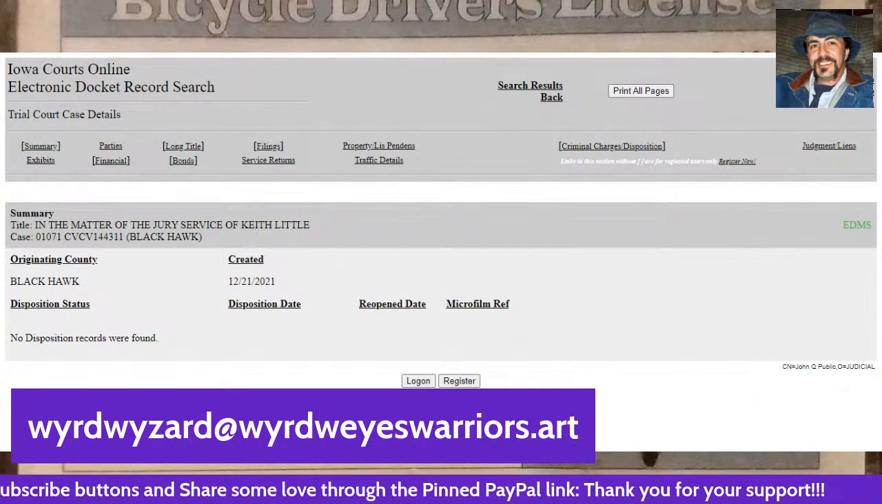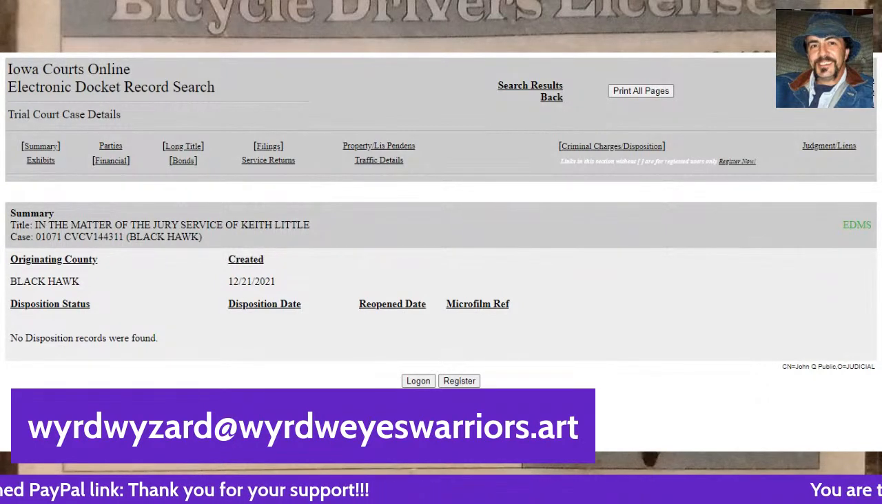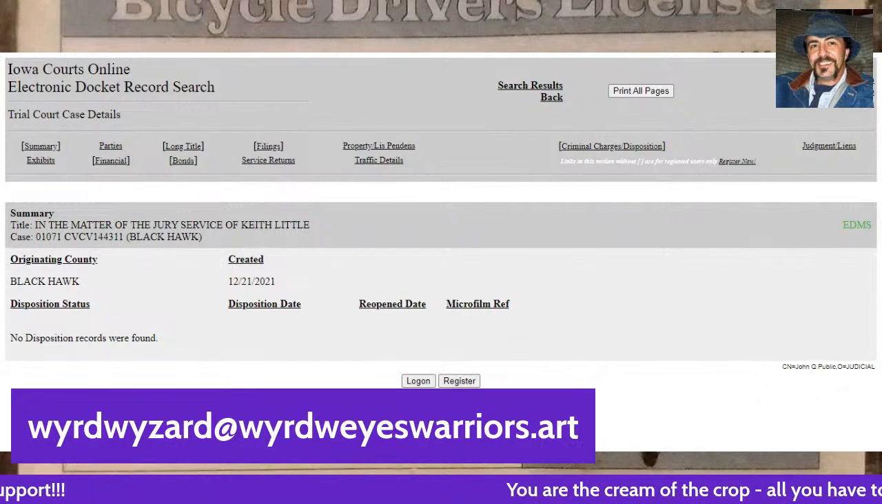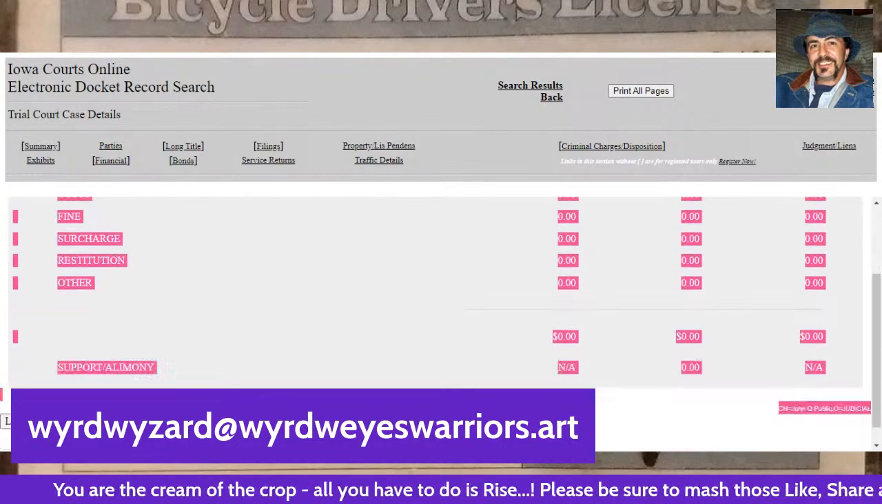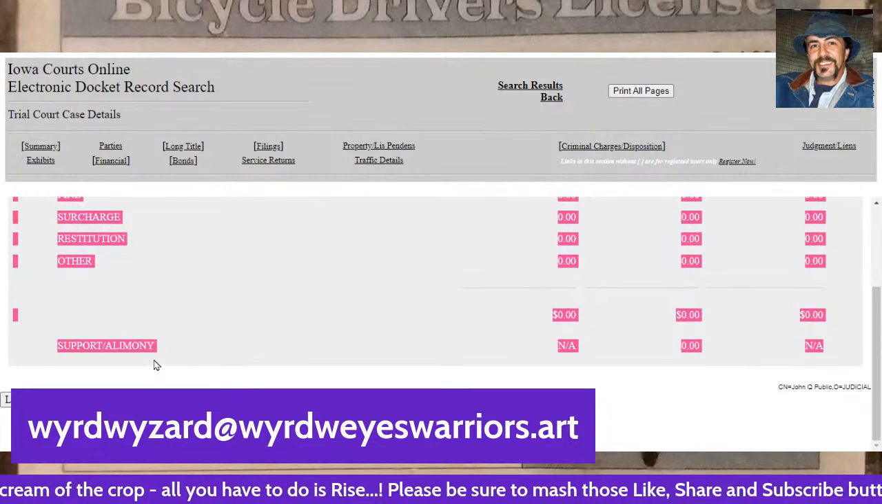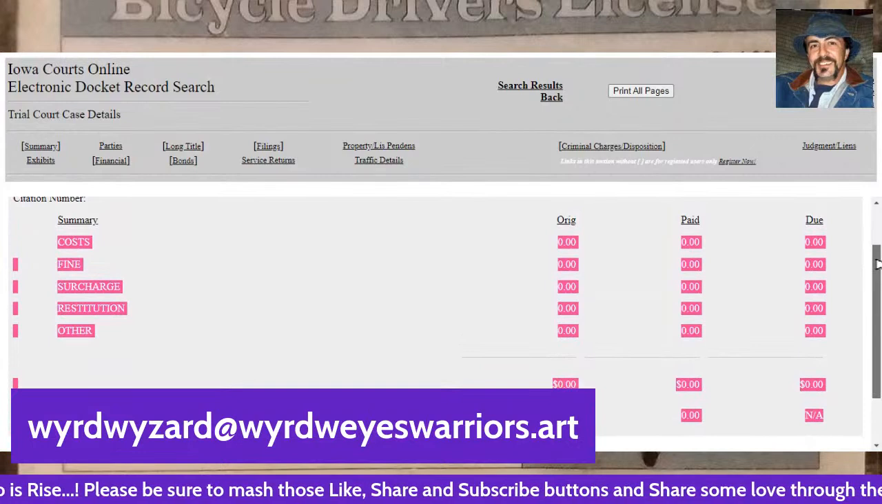Now, I want to remind you guys, if there's a duty for jury duty, and everybody gets paid on that jury duty for their service, and we look at the financials, and it says 0 across the board. 0 across the board for financials.